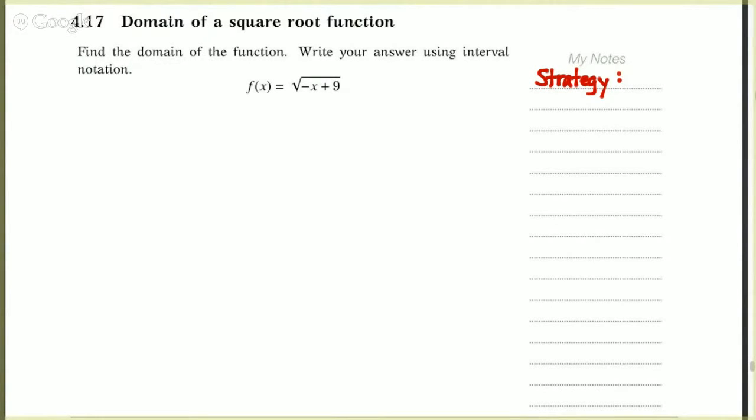So in this example, we're given what they call a square root function. It's a function which is defined using a square root, a radical with an index of 2. And the question asks us to find the domain of this function and to write the answer using interval notation.